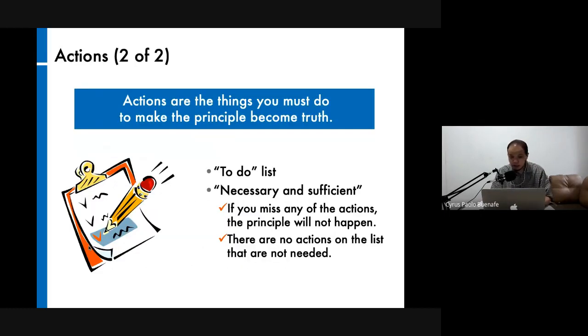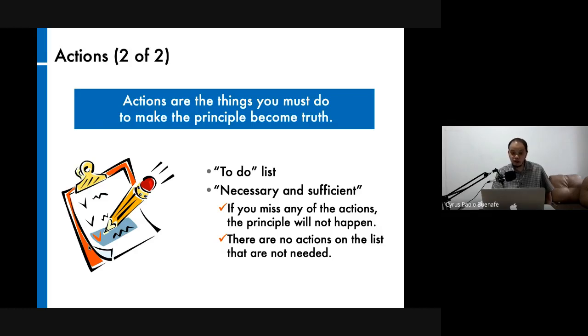Actions are the things that you must do to make the principle become true. So it's a to-do list, and it's necessary and sufficient. If you miss any of the actions, the principle will not happen. And there are no actions on the list that are not needed. So you don't have superfluous tasks that are optional, or just because. There's no such thing as just-because type of actions.